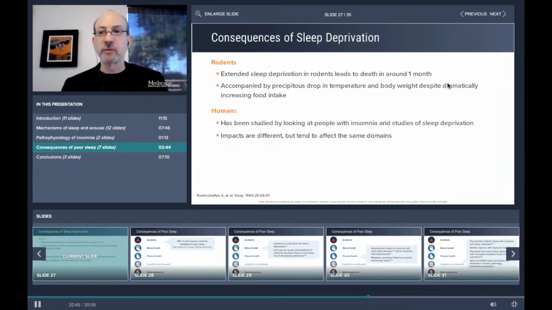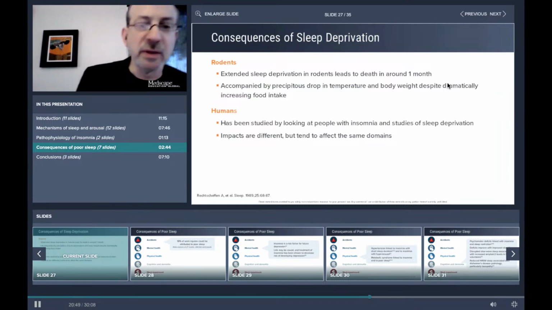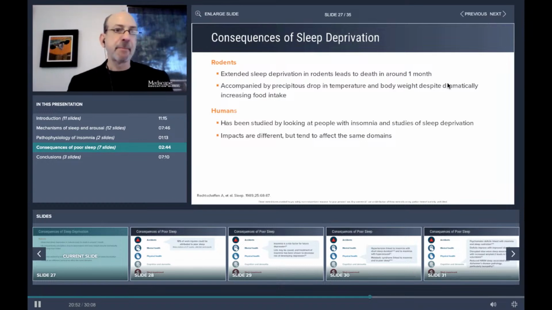There's also some evidence of alterations in the immune system that may play a role. But in humans, it's primarily been sleep deprivation of a limited degree. We can't sleep deprive humans for a month. It's just not ethical or feasible to do. But similar kinds of phenomena have been observed, that there are huge impairments in people when you sleep deprive them.